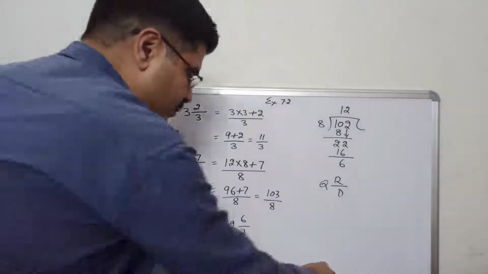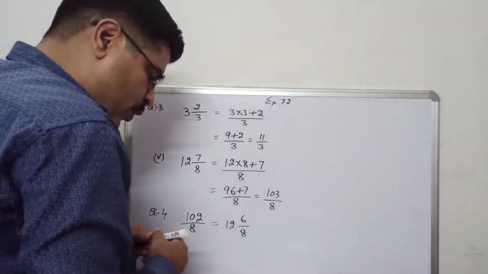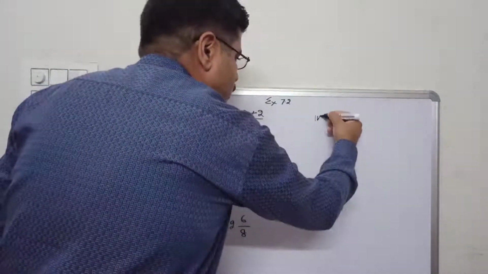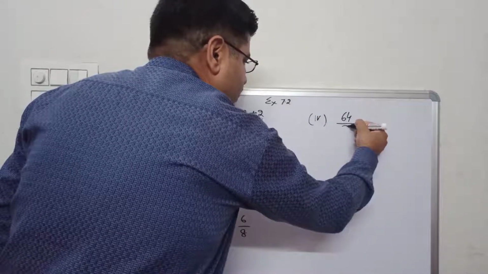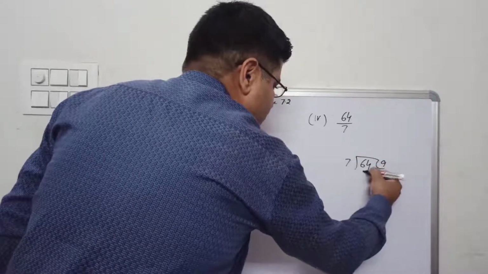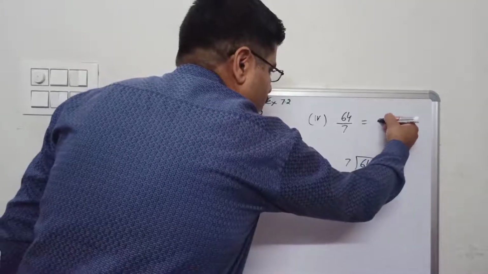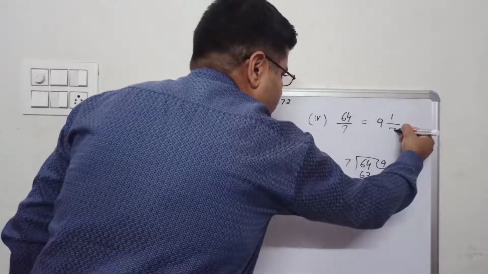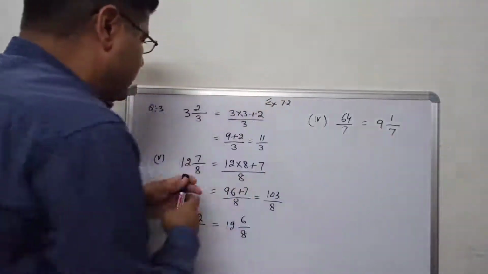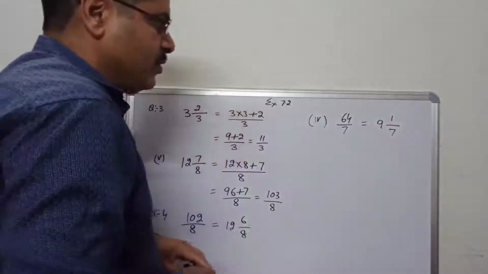Let us take one more example of this question number 4. Let us take 64 upon 7. It is the fourth part, 64 upon 7. Now 64 we will divide by 7. 9 7s are 63. So 1 is the remainder. So it is equal to quotient 9, remainder 1, divisor 7. You can check your answer by multiplying, as we have converted this form into this form. So 9 7s are 63 plus 1, 64 upon 7.